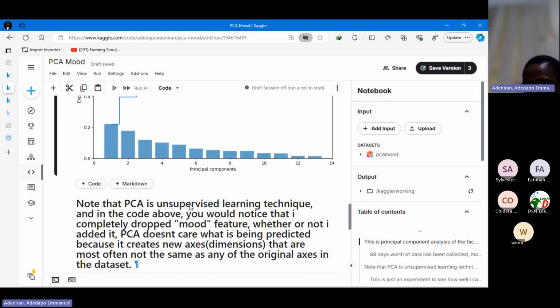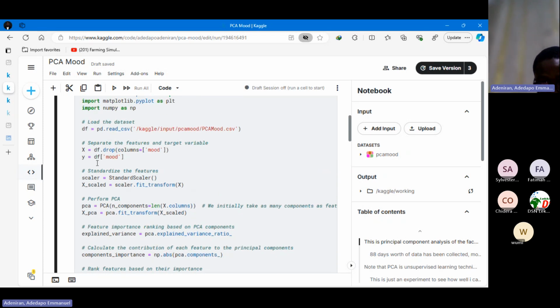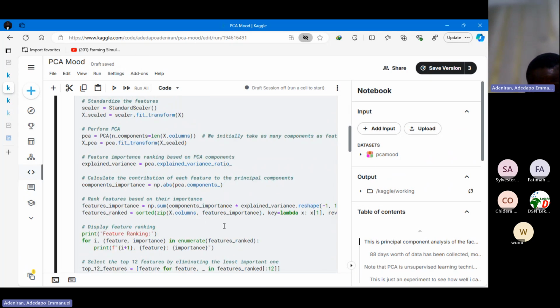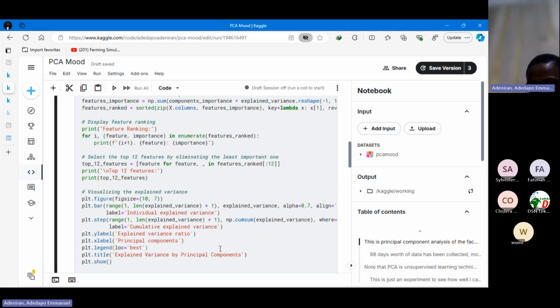The computer does not know what you're trying to do, does not know what you're trying to predict. You can notice that I completely dropped the mode feature. If you study this code well, you'll notice that I just dropped the mode here in this X, and I ended up not using Y. If you go through the entire code, you will not see where Y was used at all, because it's unsupervised learning. And remember, in unsupervised learning, we are not considering the dependent variable, or the dependent variable might be there, but it's not going to have any special importance in the analysis whatsoever.